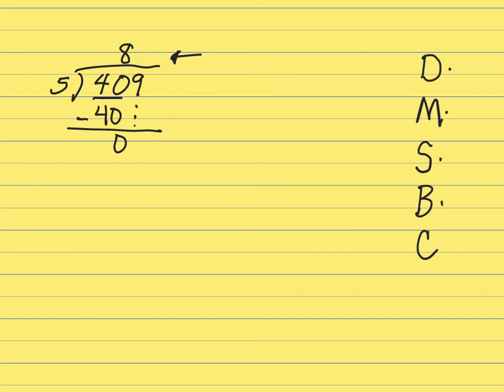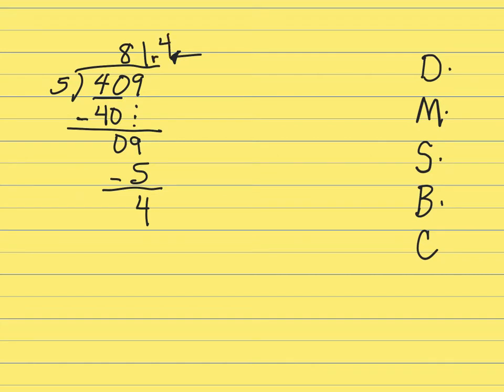Bring down my 9. Okay, 9 divided by 5 is 1. 1 times 5 is 5. Then I have multiplied. Now I need to subtract. Okay, I'm going to compare. 4 is smaller than 5, so this is going to be my remainder of 4.